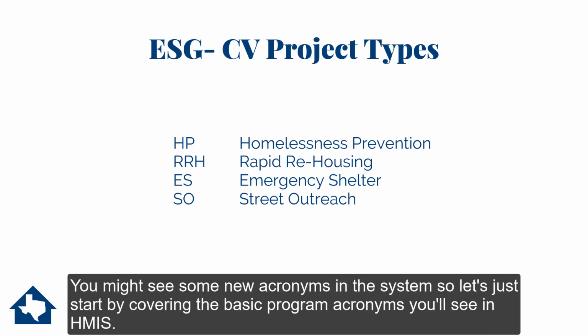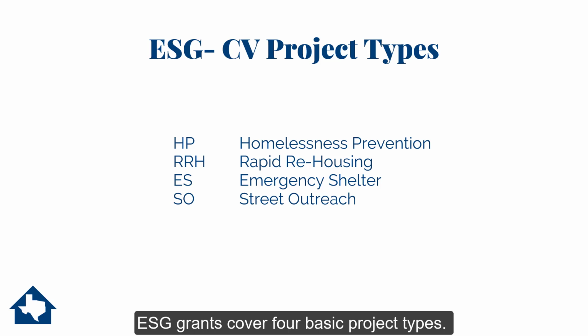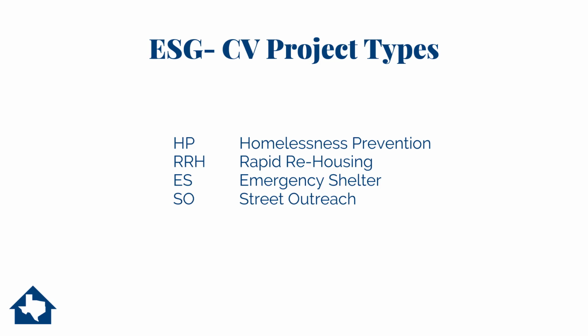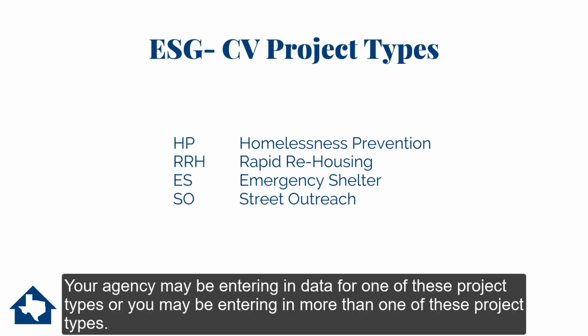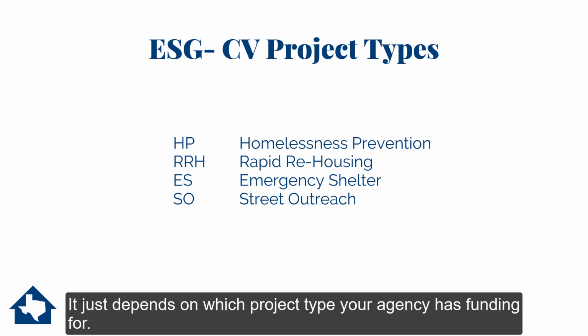You might see some new acronyms in the system, so let's just start by covering the basic program acronyms you'll see in HMIS. ESG grants cover 4 basic project types: homelessness prevention, rapid rehousing, emergency shelter, and street outreach. These are the appropriate acronyms for these project types. Your agency may be entering in data for one of these project types, or you may be entering in more than one of these project types. It just depends on which project type your agency has funding for.